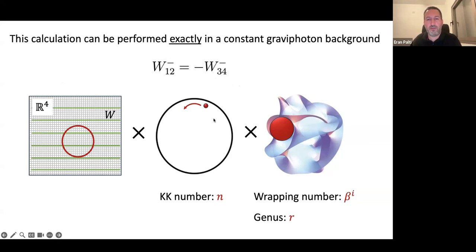Okay, and then if you think about what the M2 states are, well, what are these M2s going to do? They're going to wrap 2-cycles in the Calabi-Yau. And so if we try to count these states or parameterize them, then it's going to be a wrapping number in the 2-cycles of the Calabi-Yau. That's going to be beta_i, and it's going to be a genus, the genus of this curve that they're wrapping. So the wrapping in the Calabi-Yau is given by these quantum numbers, wrapping number and genus. This is a vector because there are many 2-cycles in the Calabi-Yau. And then you're going to have some momentum running around this circle. So that's an integer n. And so these are the quantum numbers that specify the M2 branes in this background.